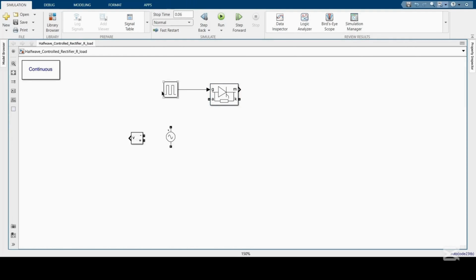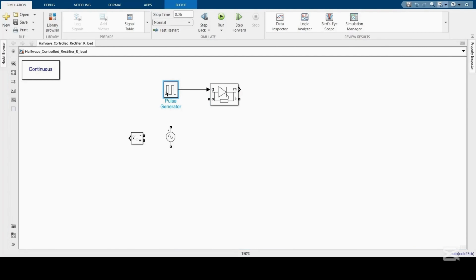Thyristor, which is an SCR or a silicon-controlled rectifier. The thyristor acts as a switch. It remains off until it receives a gate pulse, then it stays on until the current naturally drops to zero. This allows us to control when the rectification starts.